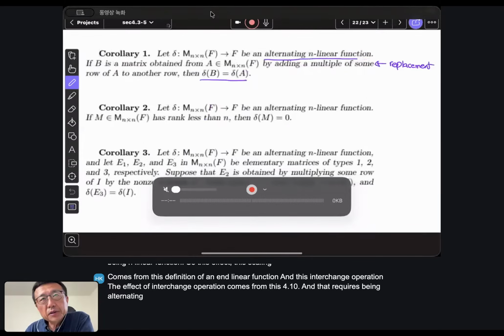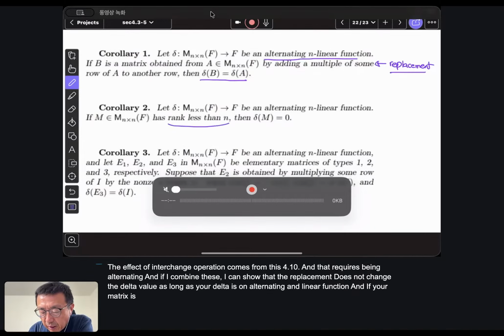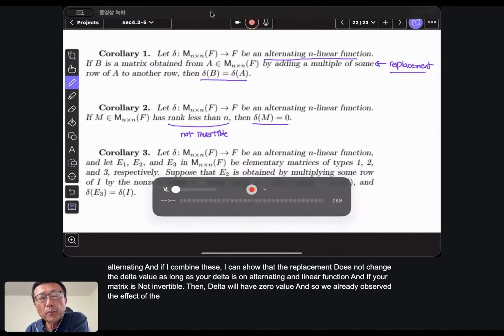And if I combine this, I can show that the replacement does not change the delta value as long as your delta is an alternating n-linear function. And if your matrix is not invertible, then delta will have 0 value. And so we already observed the effect of the elementary row operation.